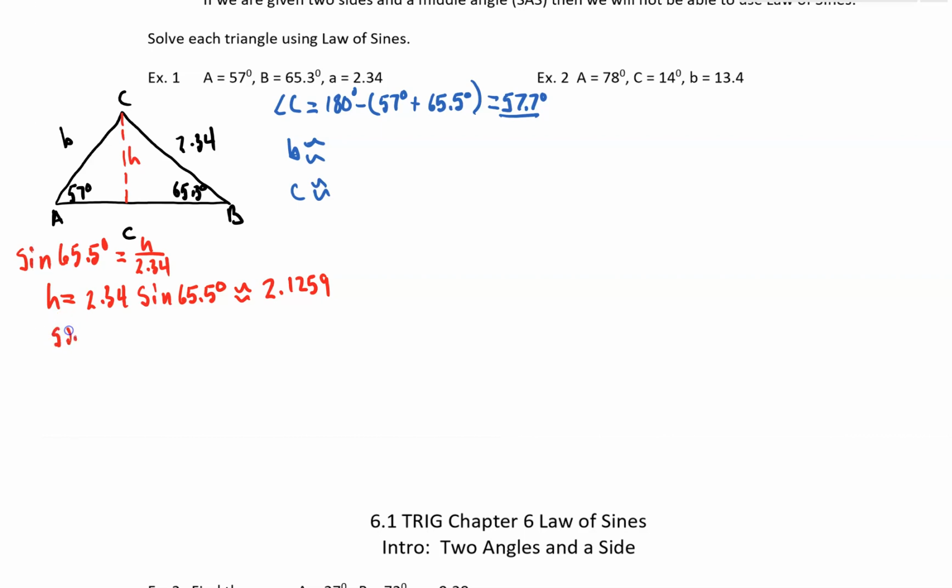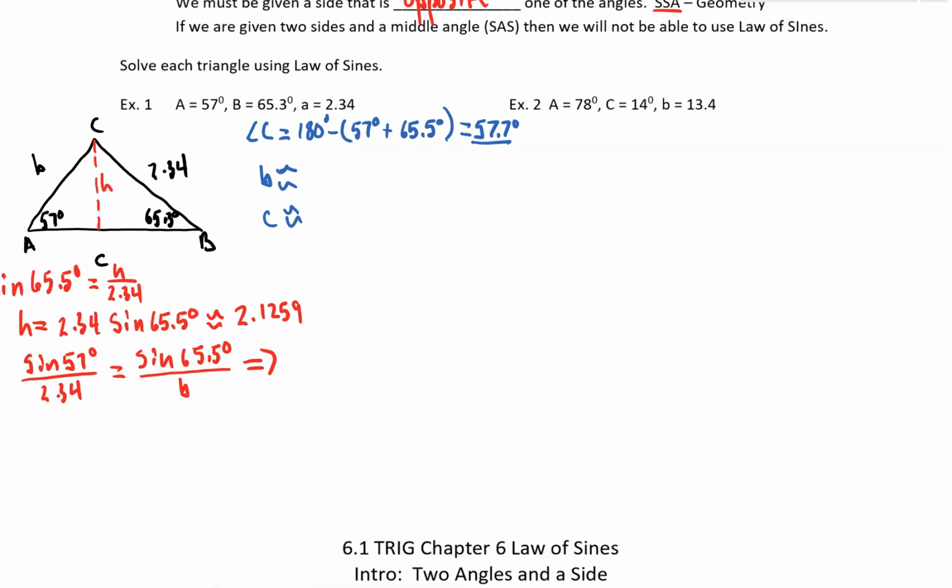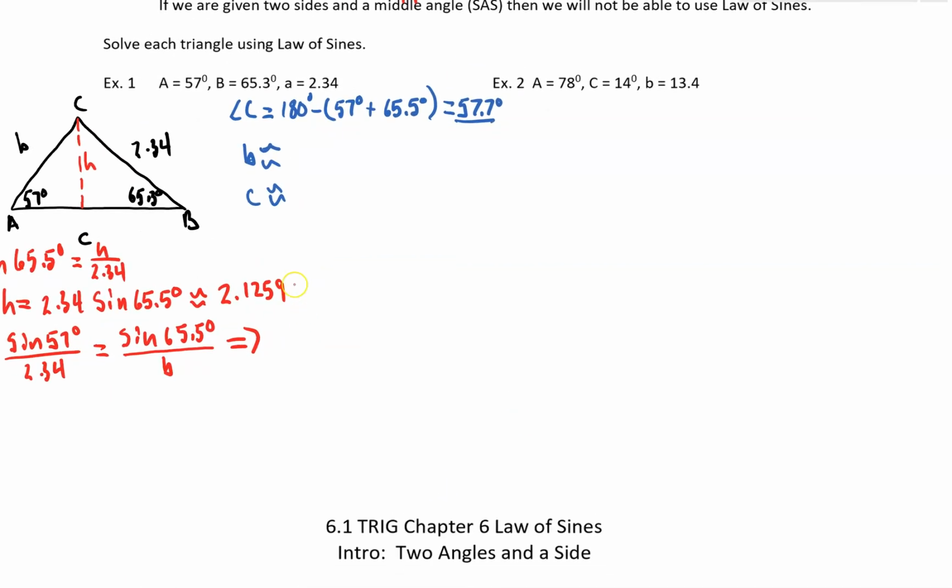It would be sine of 57 degrees over the length, 2.34, is supposed to equal the sine of angle B, 65.5 degrees, over B. Now, I just cross multiply and divide. That's kind of the idea here. So when you cross multiply and divide, I'm going to multiply both sides by B, and then I'm going to invert the other fraction and multiply it to the other side. Hopefully that makes sense to you guys.